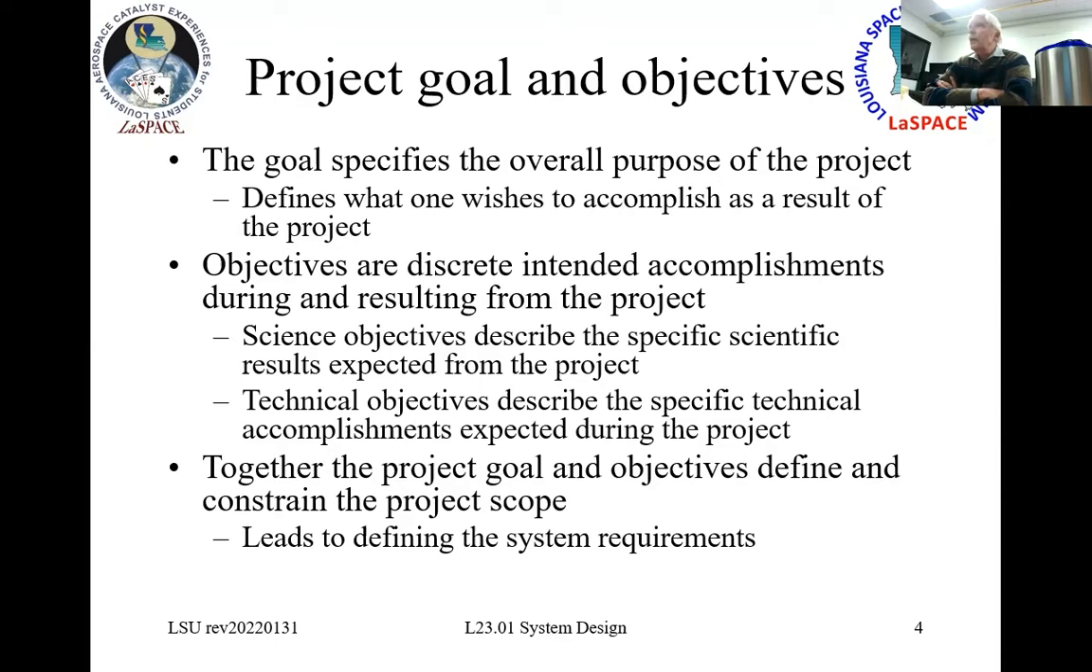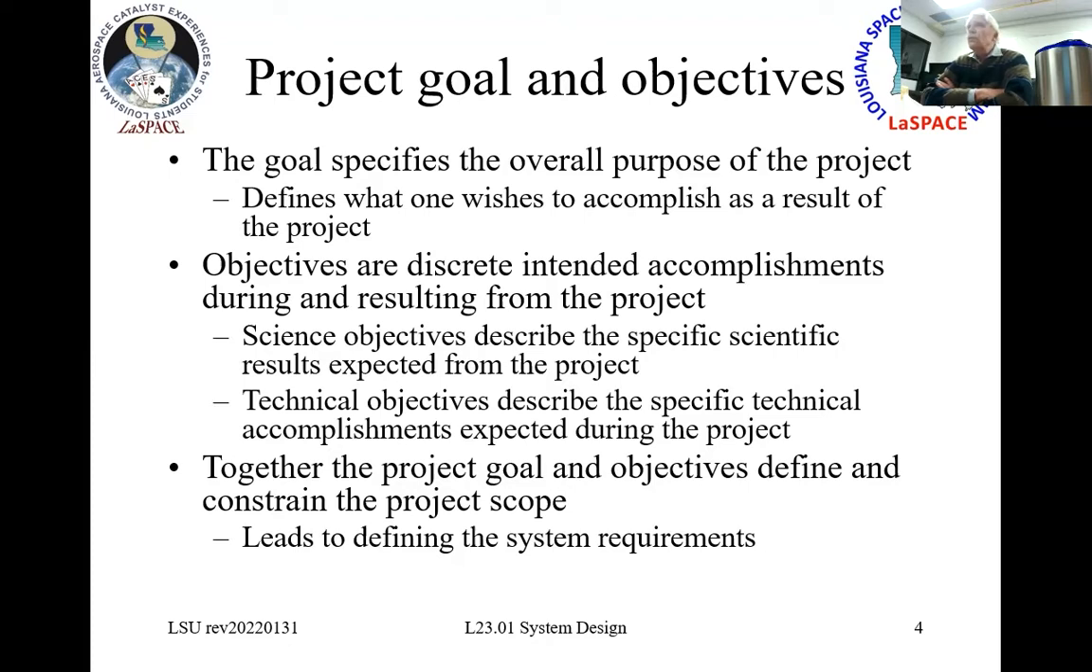A technical objective would be to measure the temperature sufficiently to identify the profile, or something like that. So it goes into a more technical way, as opposed to being derived from your science. You need to keep in mind that those two are different. The goal and the objectives then constrain and define the scope.